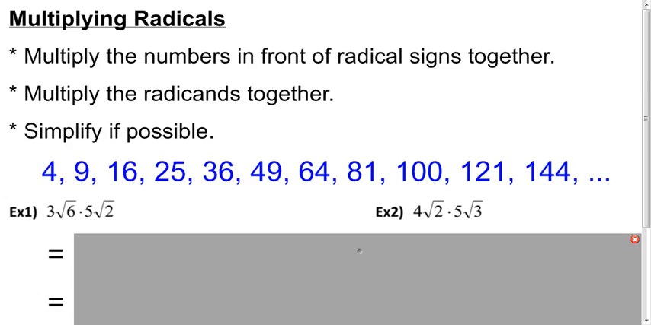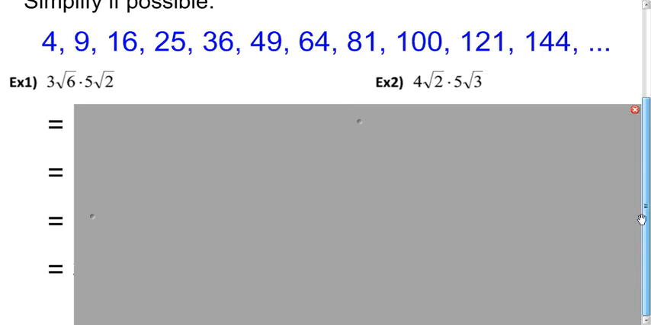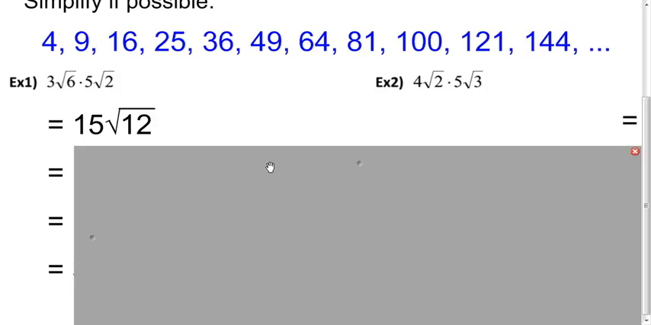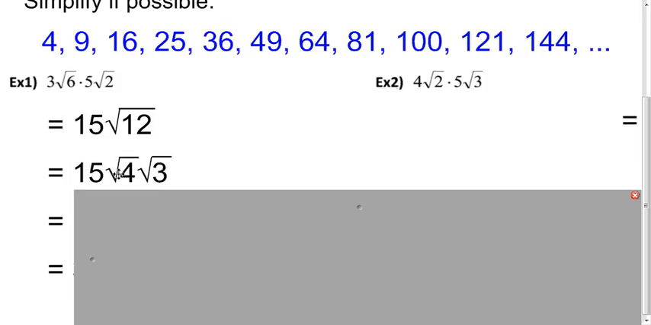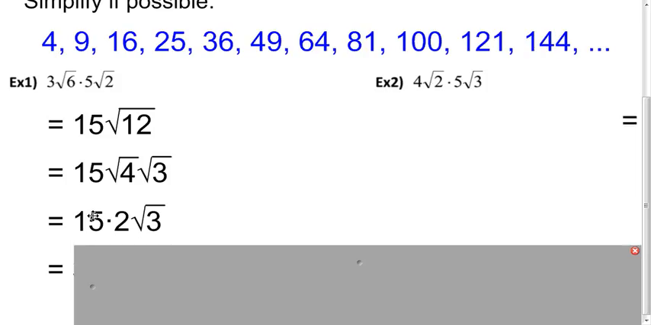So now we can also multiply radicals. You follow these steps. You multiply the numbers that are in front of the radical signs together, and leave that product outside. Multiply the radicands together, and leave that inside the radical. Then you simplify if possible. So for example, over here, we're going to multiply 3 times 5, that's 15. And 6 times 2 on the inside, that gives us 12. Now we can simplify it, because we can write 12 as 4 times 3. And the square root of 4 is 2. 15 times 2 is 30. So 30 square root of 3.